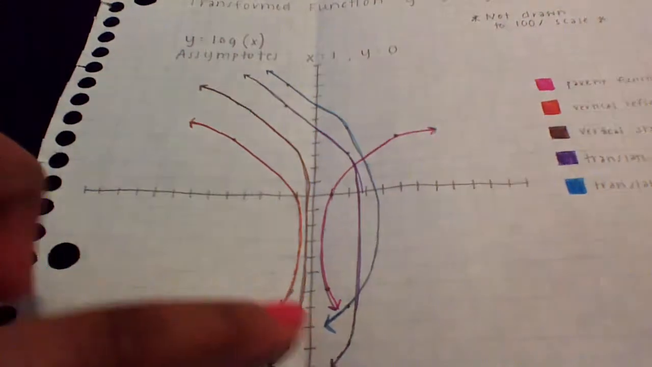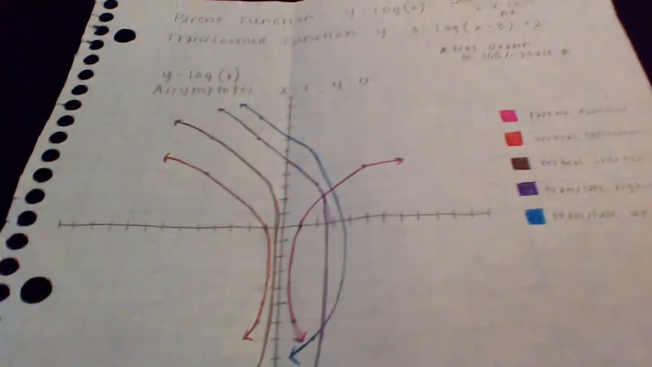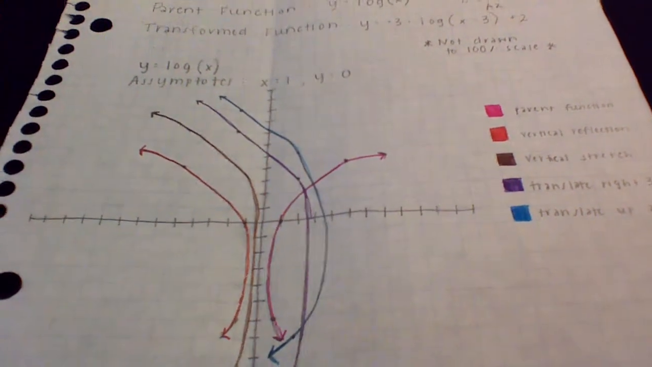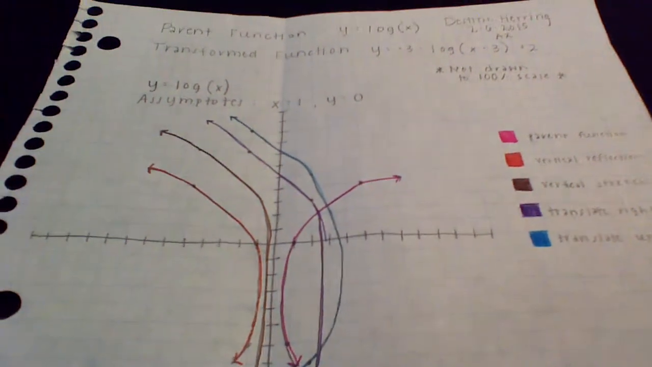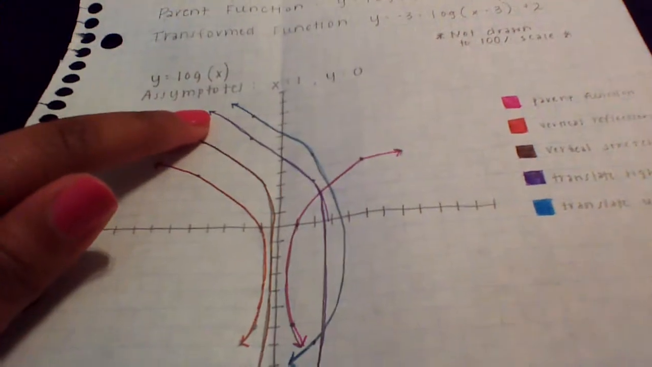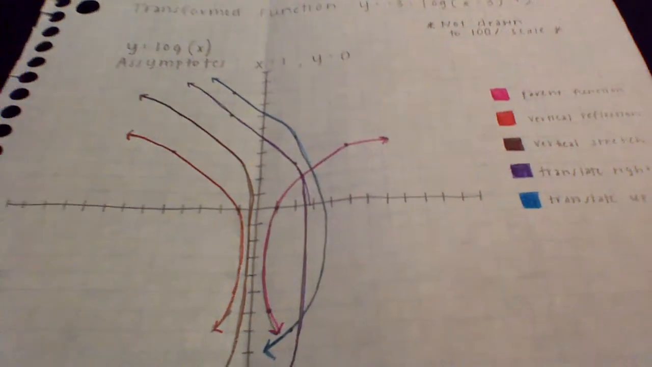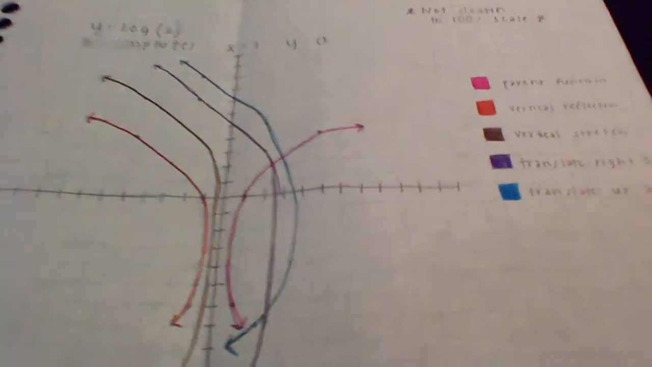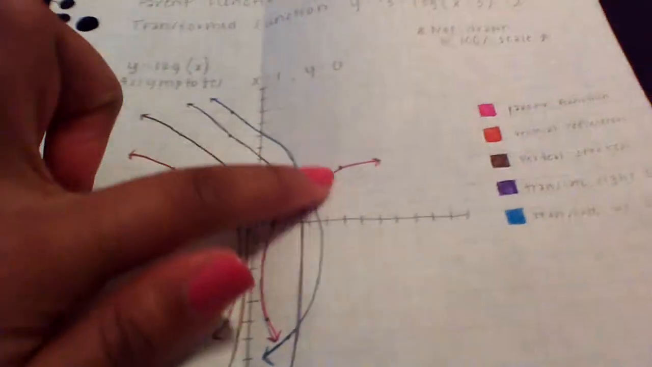So this is my new function, I guess you could say. And then we're going to translate that right 3, which is coordinated with the purple, which is right here. So we simply moved it right 3, which is going this way to the right. And then the last transformation I had to do was translate up 2, which I simply did. As you can see, I just moved it up 2, and that was it right there.